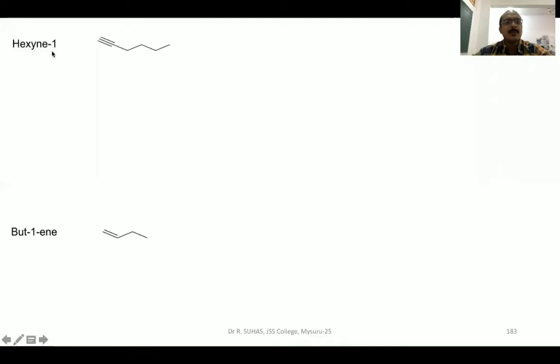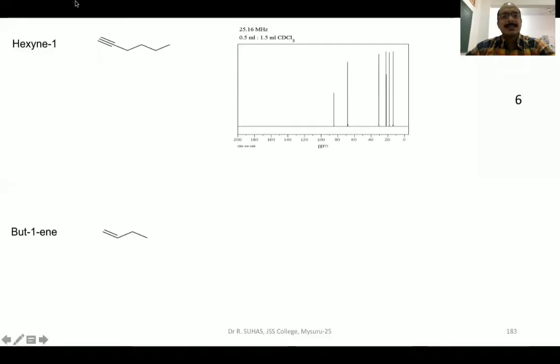The next problem, hex-1-yne. So this is essentially an alkyne system. So there should be a triple bond. Hex means 6 carbon atoms. So the base is 6. You must write hexane first, and at the first position you should put a triple bond. 1, 2, 3, 4, 5, and 6. How many types of carbon will you have, or how many signals are you going to get in the CMR spectrum of hex-1-yne? The answer is simple, and it is 6.